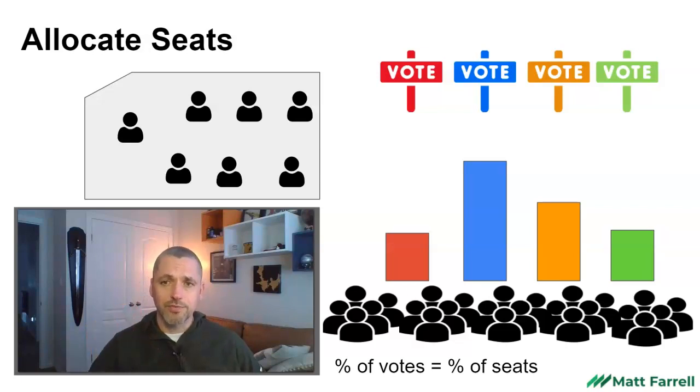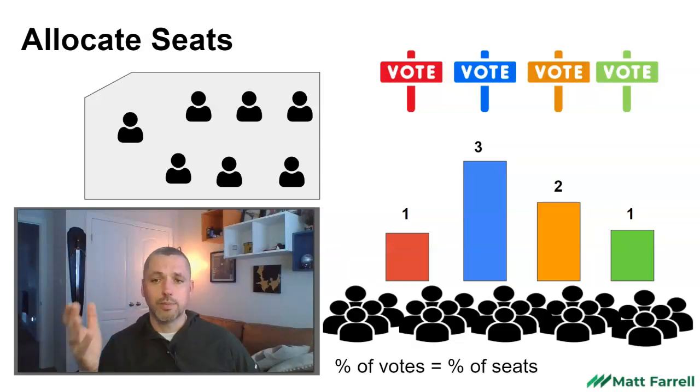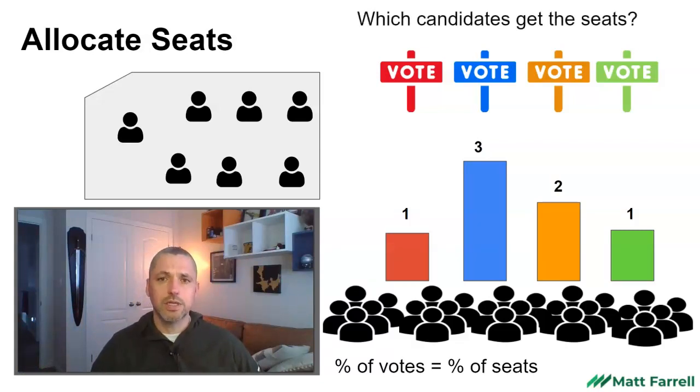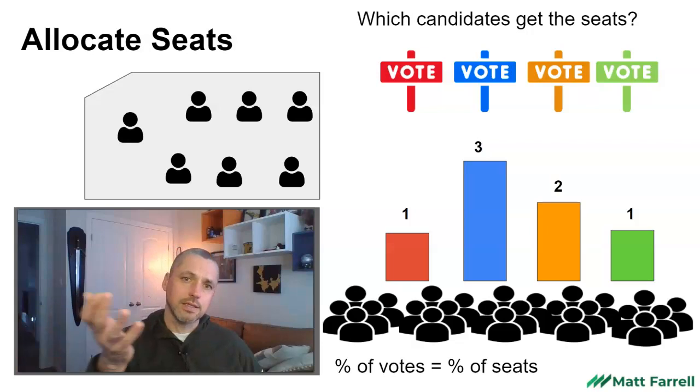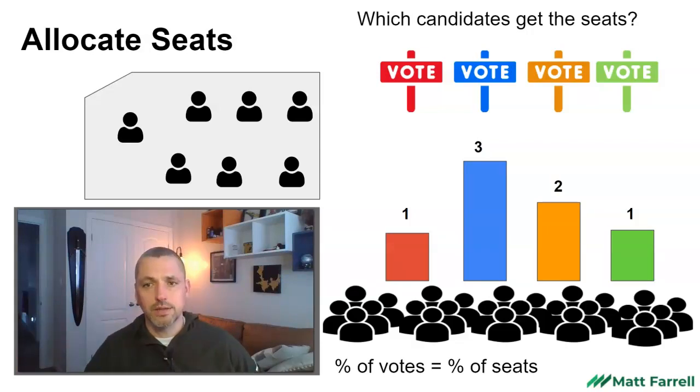So we take the popular vote, we determine how that translates into seats. And so in this case, the Blue Party got about 40%. That's going to work out to around 3 seats. But who fills those seats? How do we know the candidates? How do we know the candidates that won and will serve in the legislature?